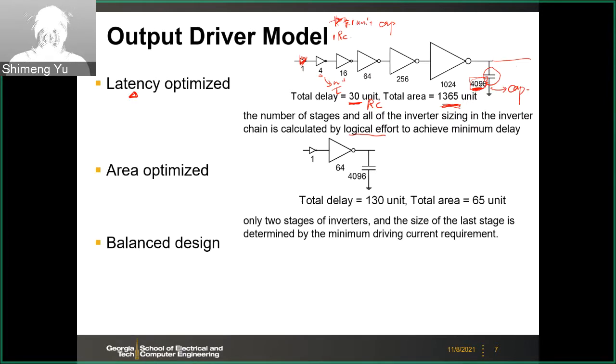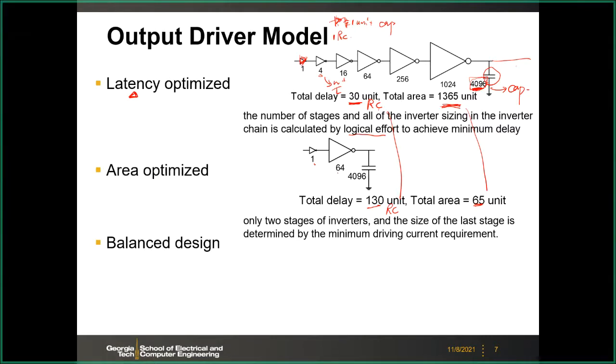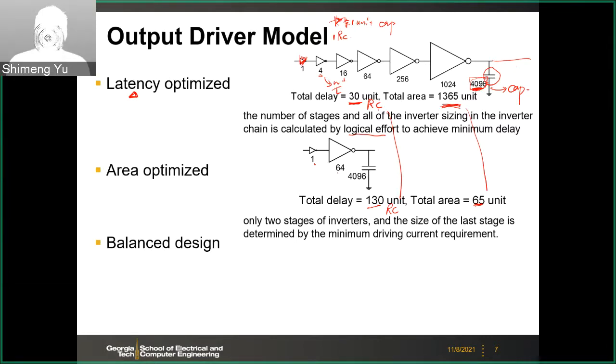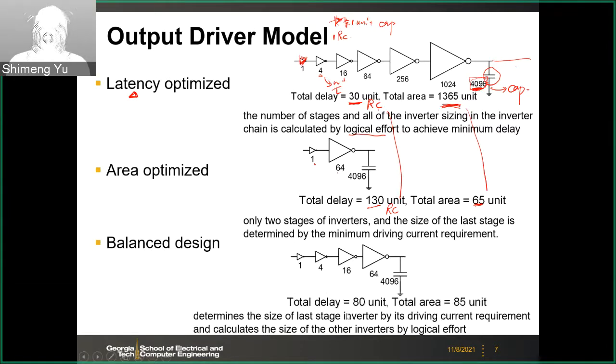Then you can just have like 2 stages. If you do 2 stages, you can calculate the delay. In this case, it will be like 130 unit RC delay. The total area is just those 2, like 64 units area. So you see the trade-off between the RC delay and the unit area. And then, of course, if you want some balanced design between the latency and the area, then you can choose some other designs in between.